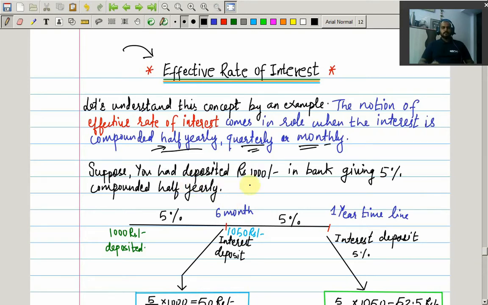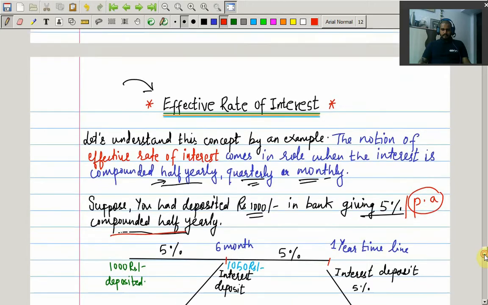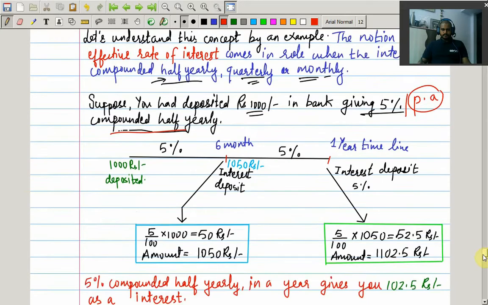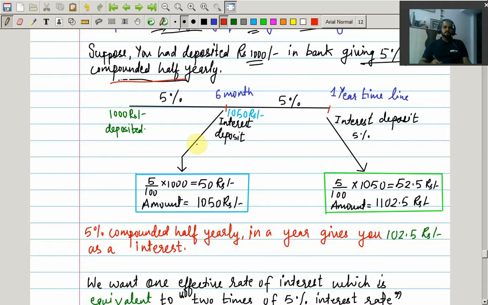Suppose you had deposited 1000 rupees in a bank giving 5% compounded half yearly. I have written 5%. I haven't written per annum here. This will make a big difference in the explanation. So what I have written is just 5% compounded half yearly. This diagram will explain the meaning of 5% compounded half yearly.